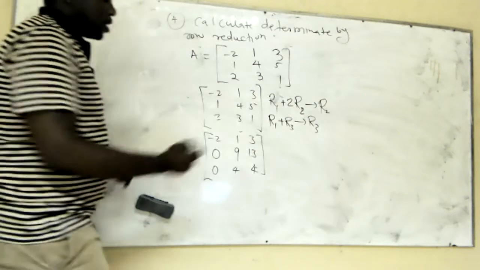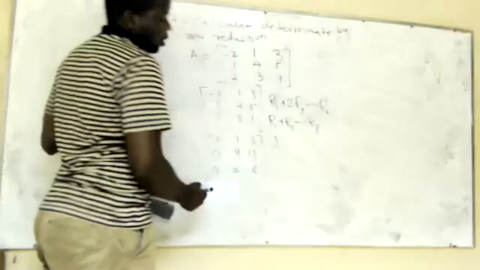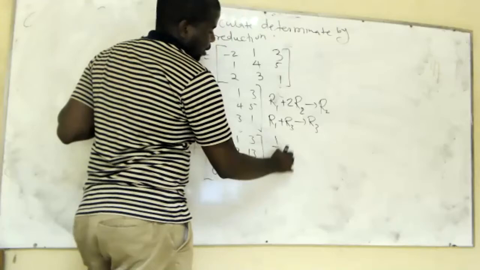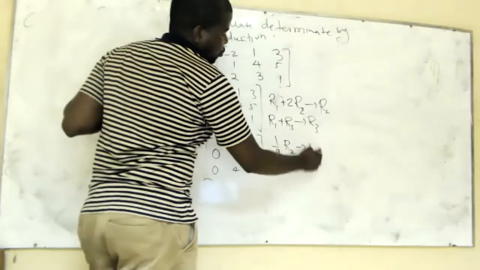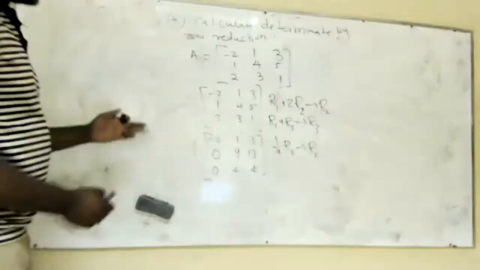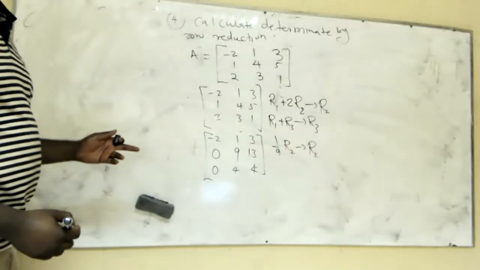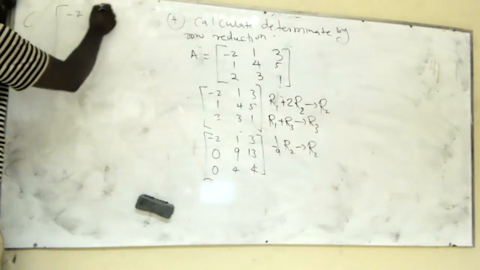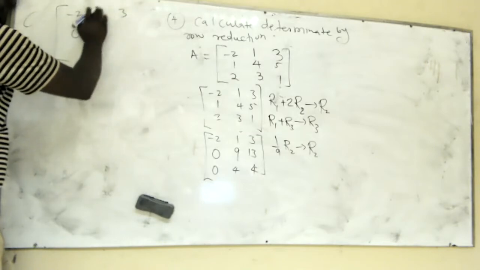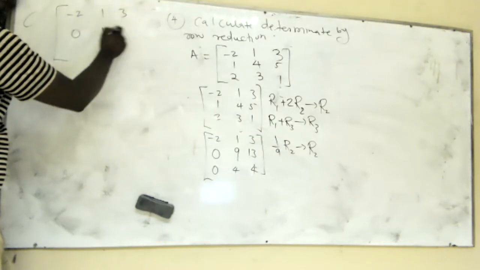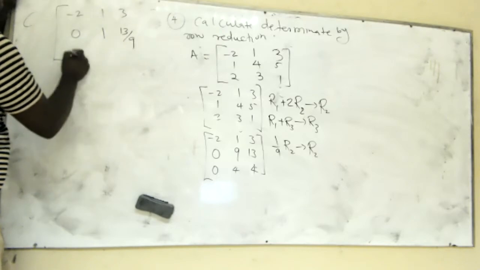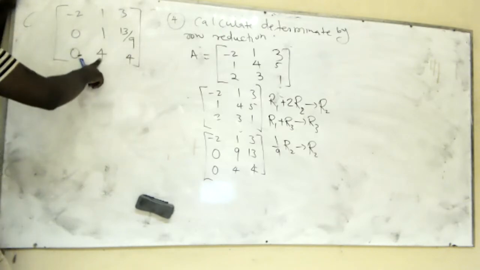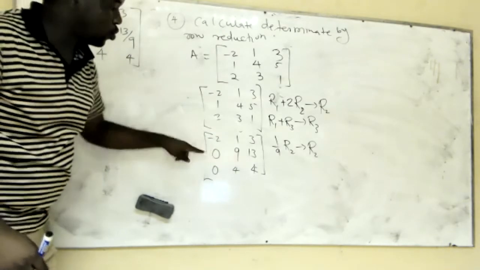Okay, but I can make it simpler for you and say you can divide row 2 by 9 to obtain row 2. That makes sense, right? Then you will have a new equation which is negative 2, 1, 3, 0, 1, 13 over 9, 0, 4, and then 4. And it's a must that you use this.